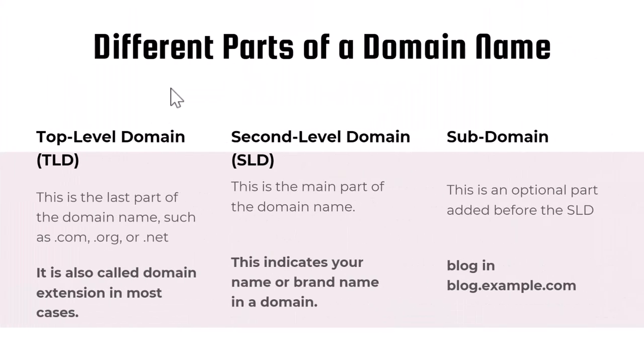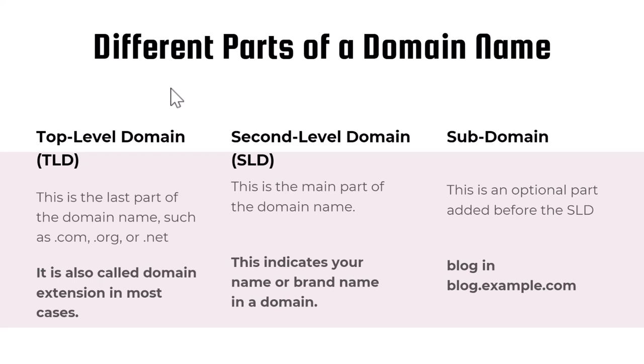And having known what domain names are, there are different parts of a domain name. We have the top level domain, which is the last part of the domain name. You have .com, .org, .net. That's the top level domain name. It is also called domain extension in most cases. When you hear extension, that's what extension is.